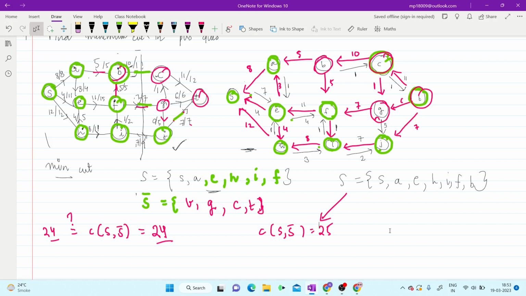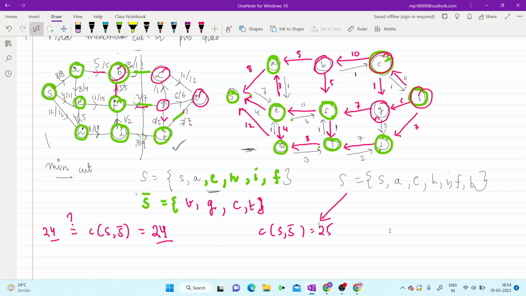No, I'm not saying that. It is not necessary. So maybe in this example we are not able to find some other cut whose value is not 25. Since minimum cut is not unique, there can be some other cut which has capacity 24. This is just one method to find a minimum cut.